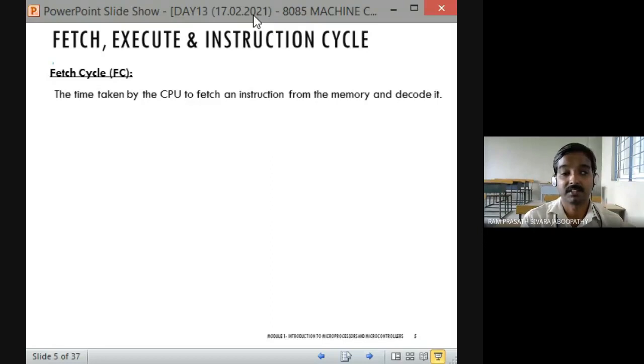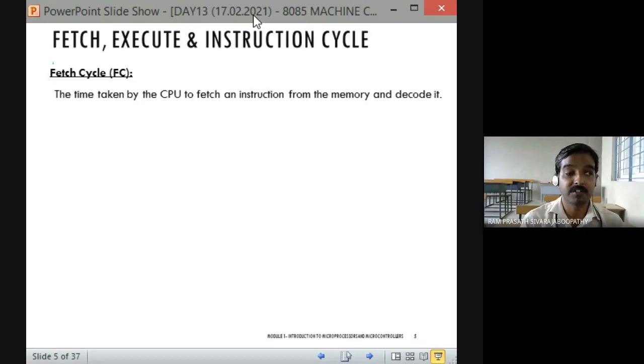Clear? There is a difference between fetching an opcode and fetching data. Fetch cycle means the time taken by the processor or CPU to fetch the opcode from the memory. Here instruction means the first byte of the instruction, that is the opcode, and decode it. The total timing we call the fetch cycle.